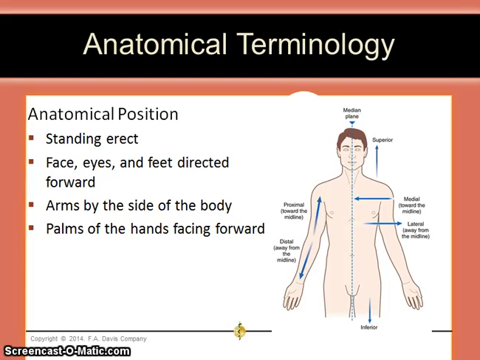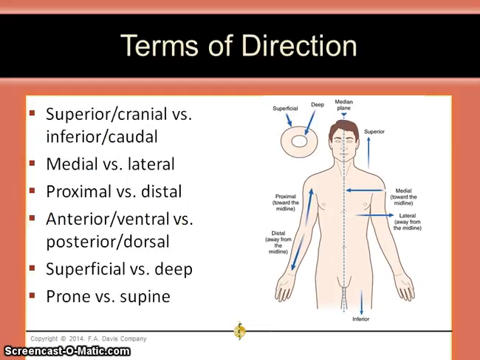The anatomical position is based on a person who is standing erect with their face, eyes, and feet directed forward, their arms by the side of the body, and the palms of the hands facing forward. The terms of direction are superior or cranial, which means towards the top of the head, inferior or caudal, which means towards the bottom of the feet.